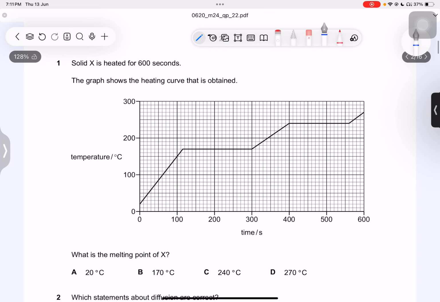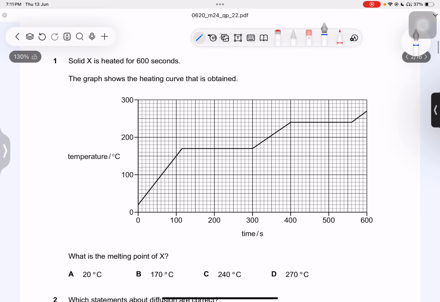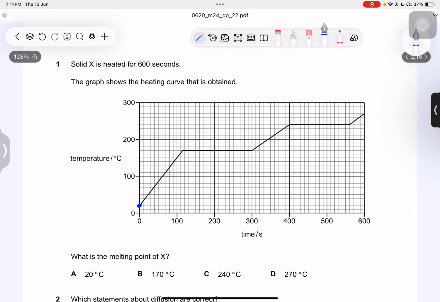So, question 1, solid X is heated for 600 seconds. The graph shows the heating curve that is obtained. What is the melting point of X? It was a solid over here, they have told us, and as we heated it, at this point a change of state occurred. Whenever a plateau is achieved in the graph, it indicates a change of state, because energy is absorbed to break the intermolecular forces of the particles.